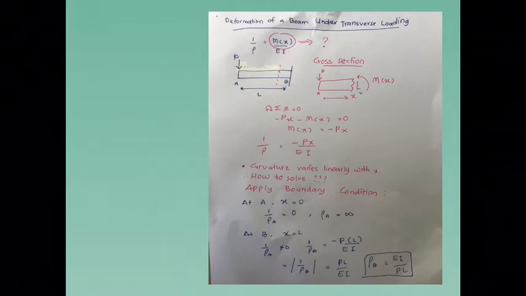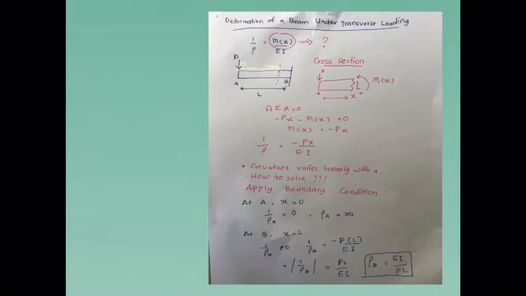Counterclockwise is positive. Summation of moment is equal to 0. So the moment equation would be negative Px minus Mx is equal to 0. So you will obtain moment is equal to negative Px. Substitute this moment value into the general equation. So now you have 1 over rho is equal to negative Px over EI. Curvature varies linearly with x.